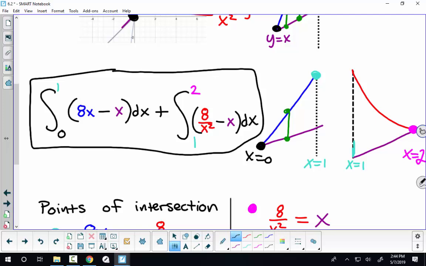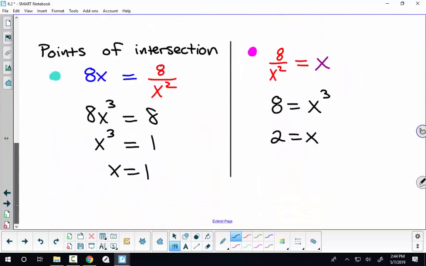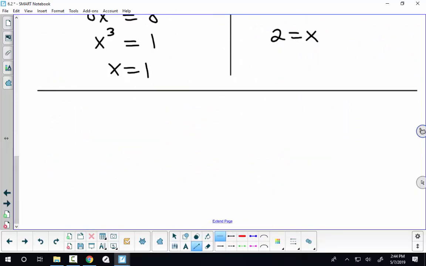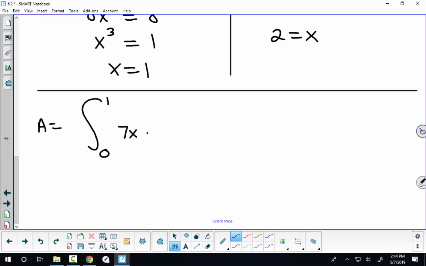I'll just do this on the bottom here. So I'm just gonna scoot this down. Notice the first one we can combine like terms. It's the integral from 0 to 1 of 8x minus x. So it's just the integral from 0 to 1 of 7x plus the integral from 1 to 2 of 8 over x squared minus x.